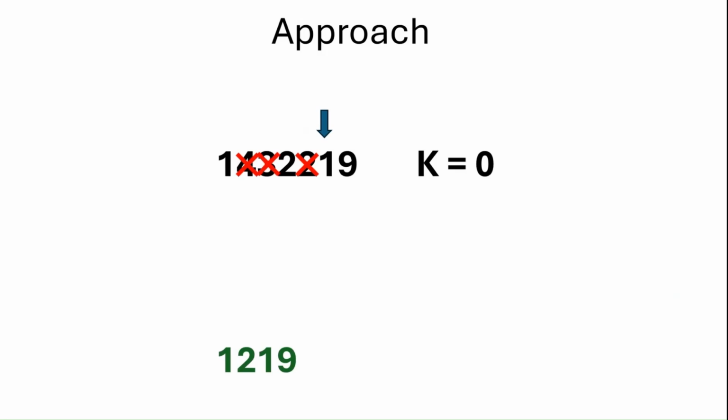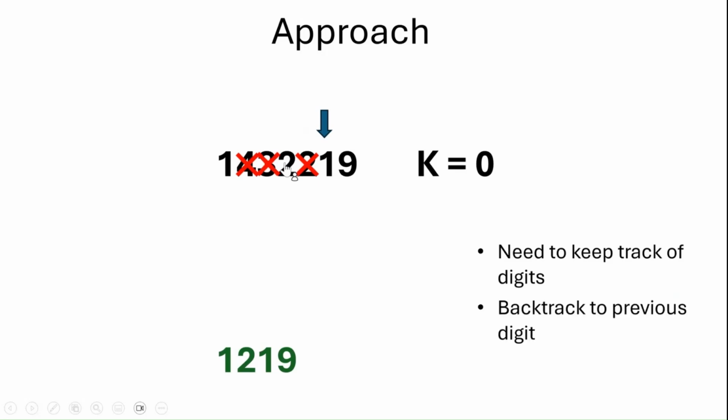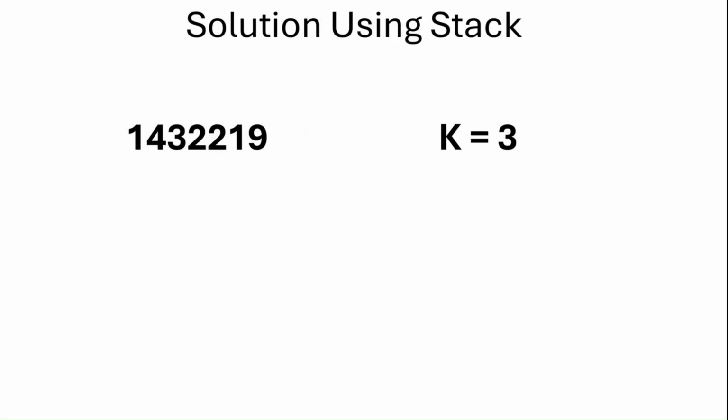Now, how can we solve this approach using code, or using which data structure? If we observe this, we need to keep track of digits. Why? Because whenever we visit a new digit, we need to check which previous digits were visited. And if greater digits were visited, then we need to remove them, right? And we need to backtrack to the previous digit. For example, if we remove this 2 digit, then we need to check this current digit with the previous digit. So basically we need to backtrack to the previous digit to check. So which data structure provides these capabilities? It's a stack.